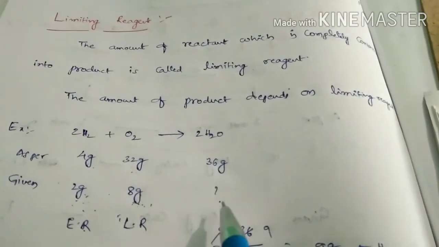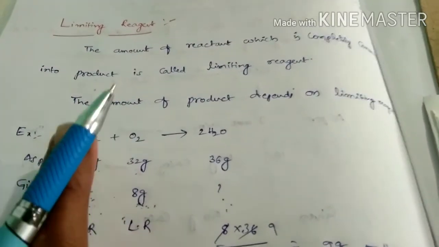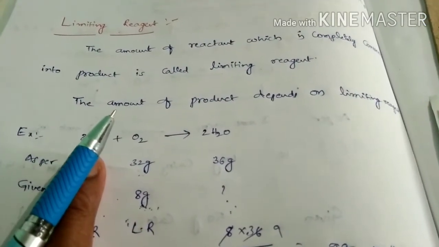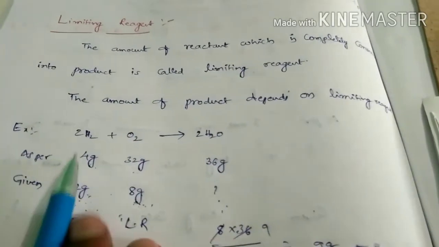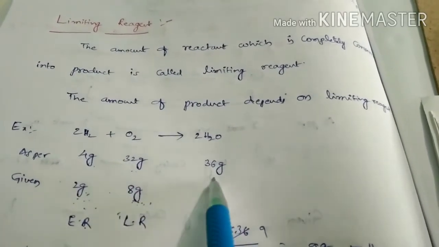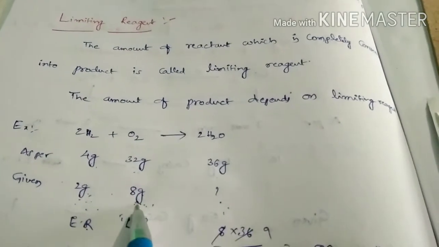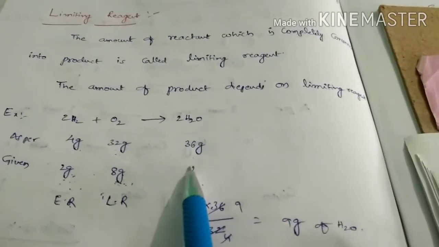By calculating product amount, you just forget about H2 amount, because that is excess reagent. The amount of product depends on the limiting reagent. So for 32 grams of oxygen, 36 grams of water is required. Then for 8 grams of oxygen, how much water is required? The question mark comes on this side.